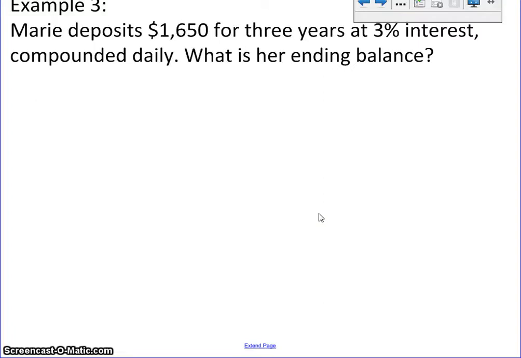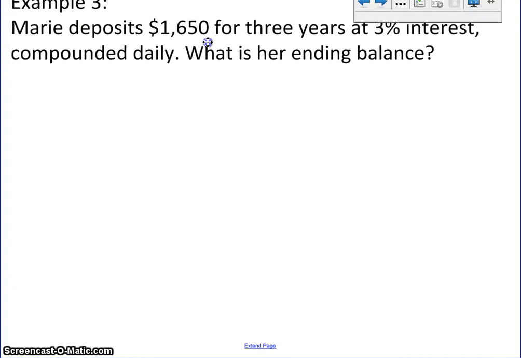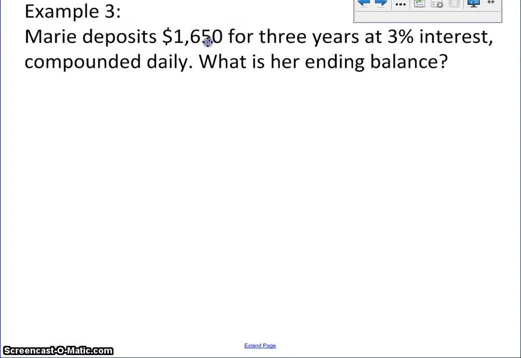All right, continuing on now to example 3. Let's take a look at Marie. It says she deposits $1,650 for 3 years at 3% interest, compounded daily. What is her ending balance?